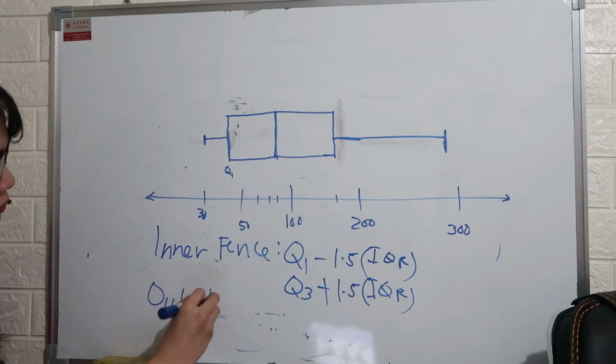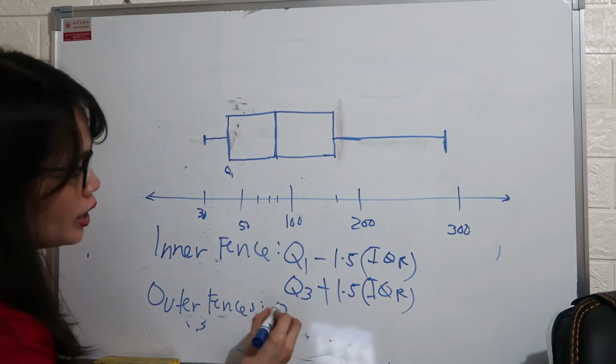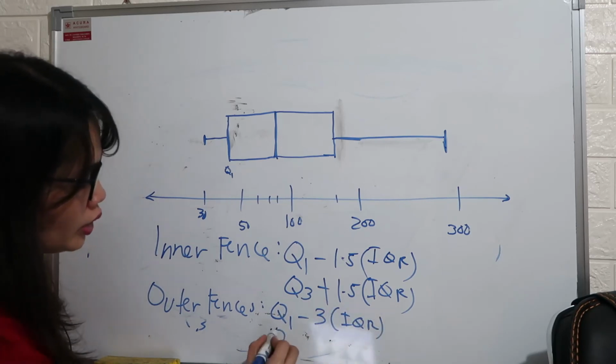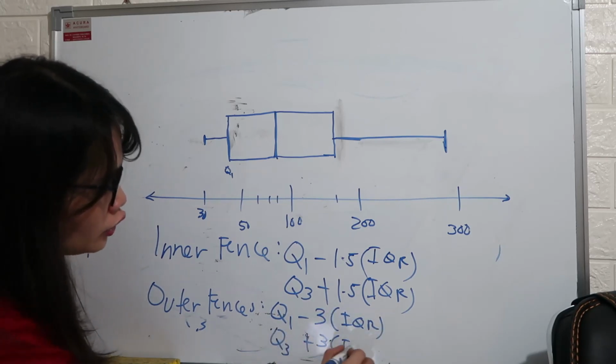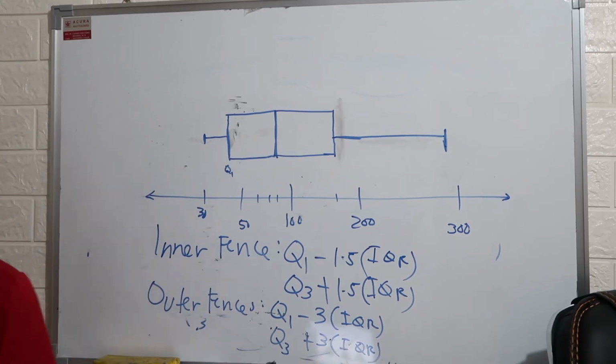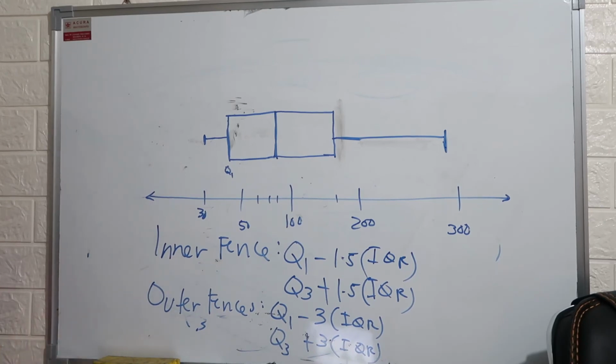Outer fences, quartile 1 minus 3 multiplied by interquartile range. And then quartile 3 plus 3 multiplied by interquartile range. Can you please determine the inner fences and then the outer fences?